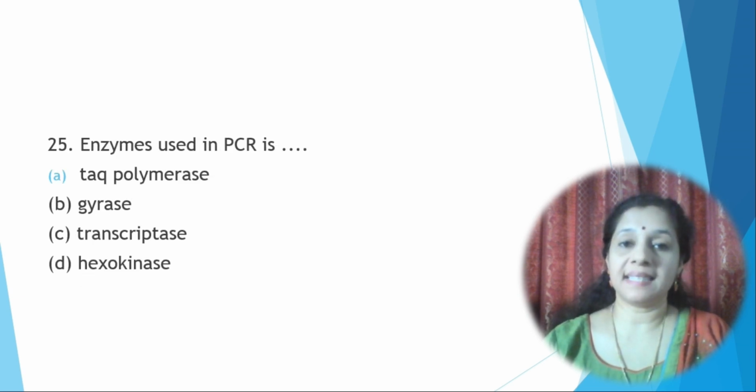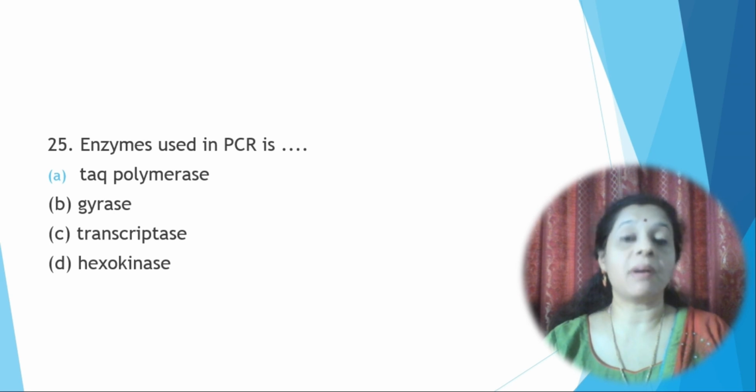Enzyme used in PCR is Taq polymerase because in denaturation the temperature is increased to above 90 degrees Celsius. So normal DNA polymerase will become denatured. So in such case we extract the DNA polymerase from Thermus aquaticus bacterium. That enzyme is called Taq polymerase enzyme. So option 1 is the correct answer.